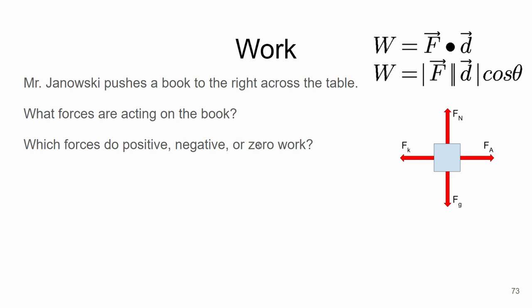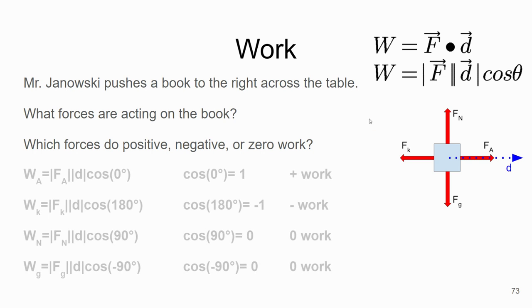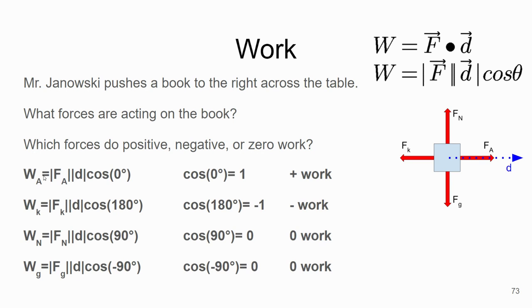So which of these forces do positive, negative, and zero work? To think about this, it is helpful to draw in the displacement vector. So this book has gone to the right. So that's the displacement vector there. That makes it easier to see what the angles are. So in the first case, force applied, 0 degrees, cosine of that is 1. The force I applied to it did positive work.